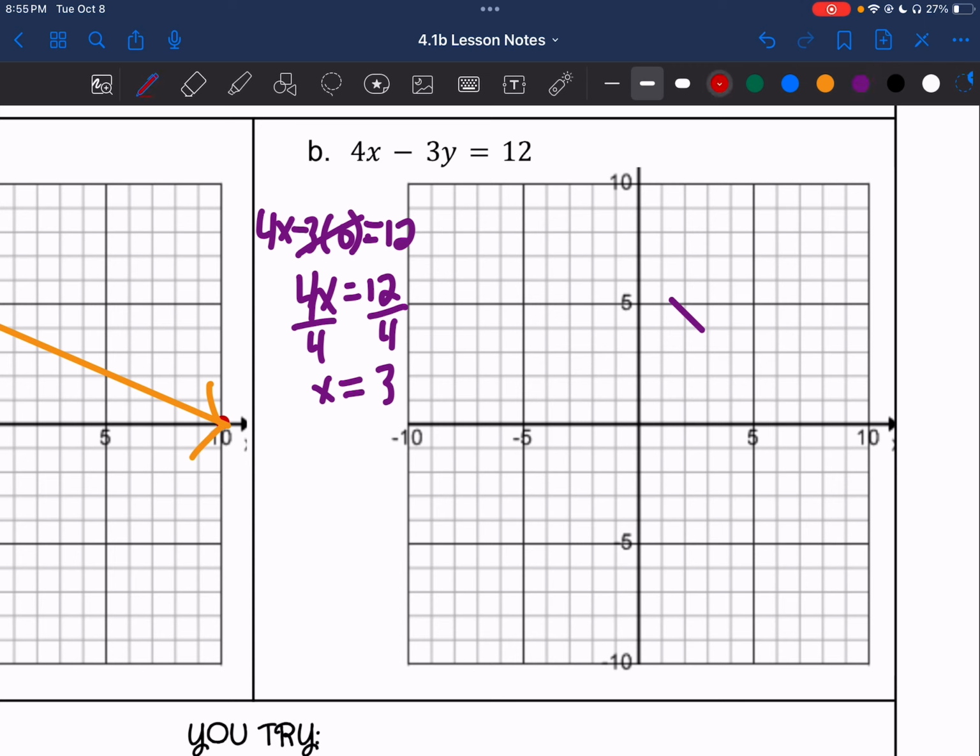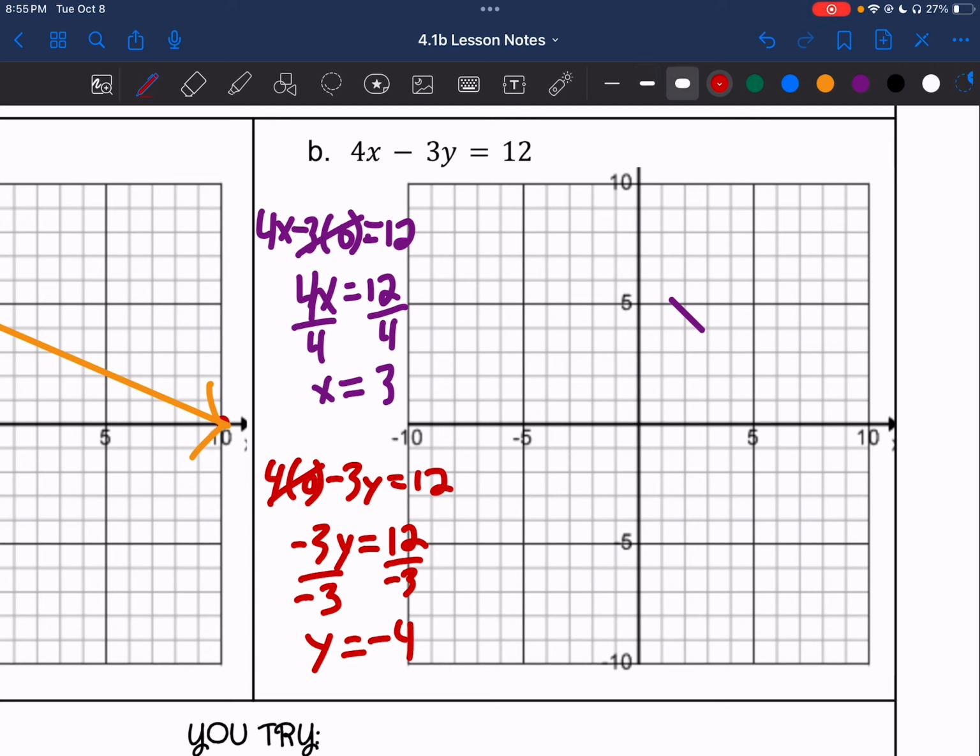For my y-intercept, we have 4 times 0 minus 3y equals 12. And 4 times 0 cancels out, so we have negative 3y equals 12. Divide by negative 3. Y is going to be equal to negative 4.